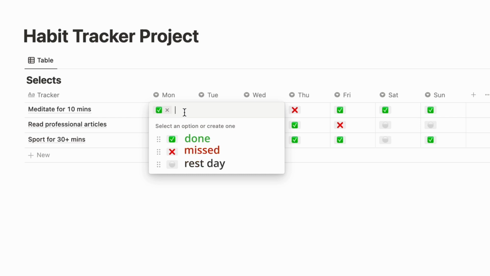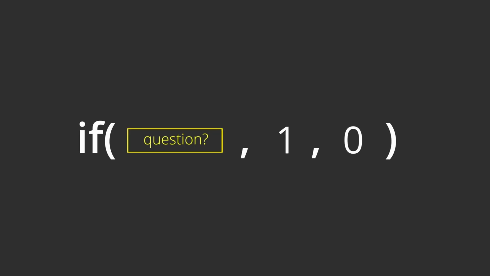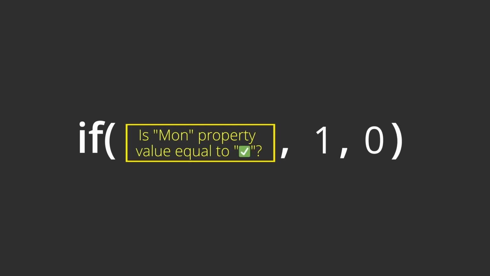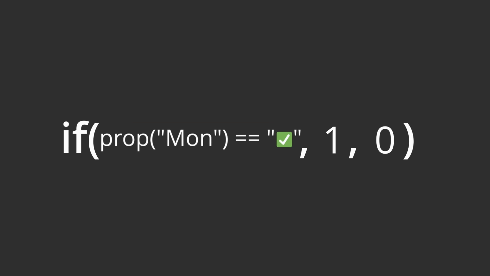And if we think in terms of 1s and 0s, the check mark is 1 and any other value is actually 0. So what would be the question? That is supposed to be answered yes for the check mark and no for any other values. Obviously, the question sounds like, is there the check mark in a day column? Or to be more specific, for Monday column, the question would sound like, is Mon property value equal to check mark?